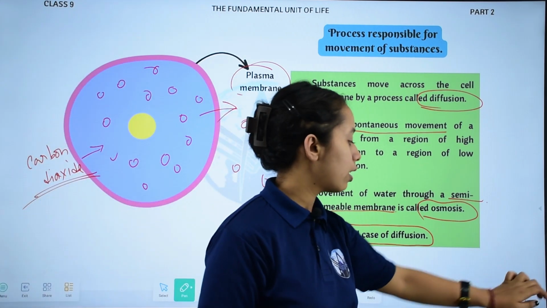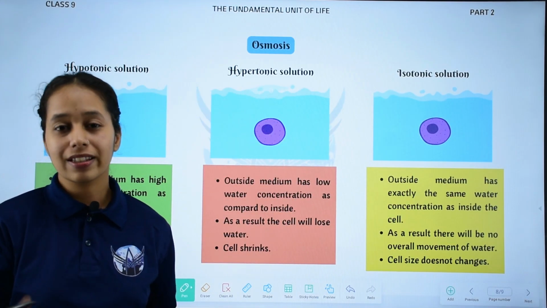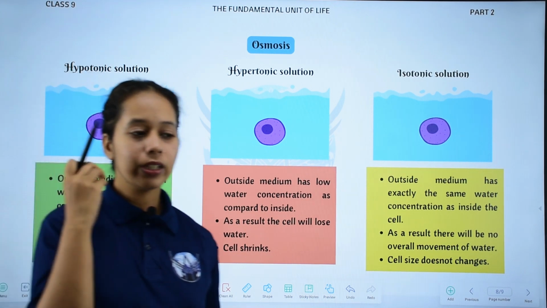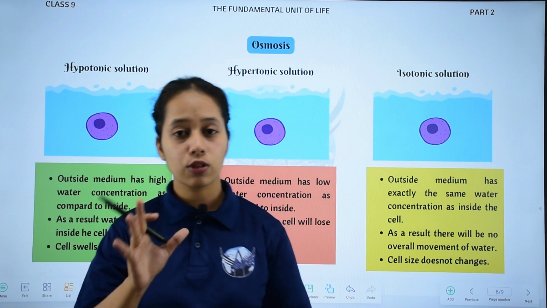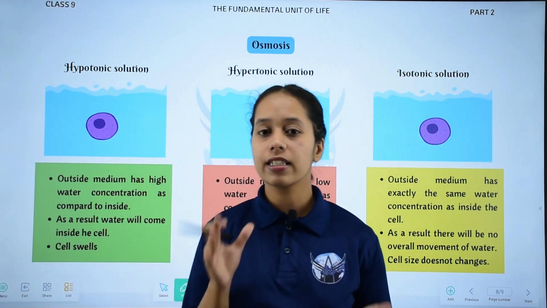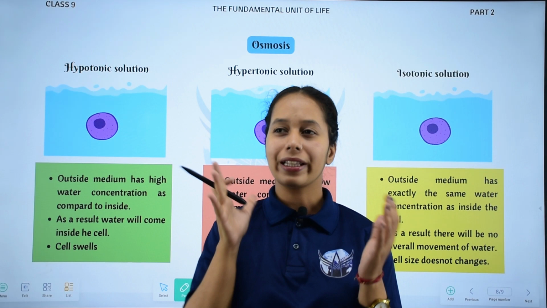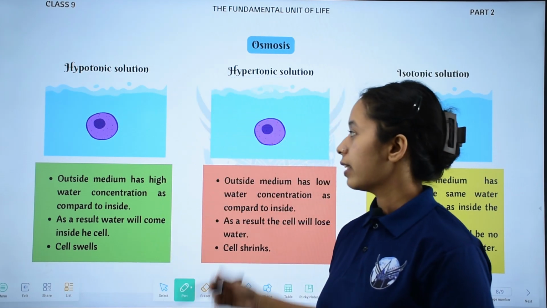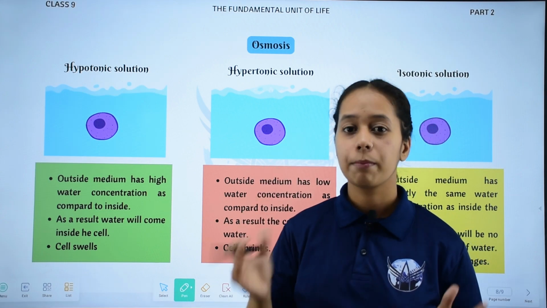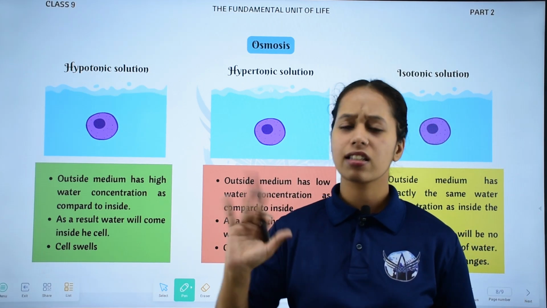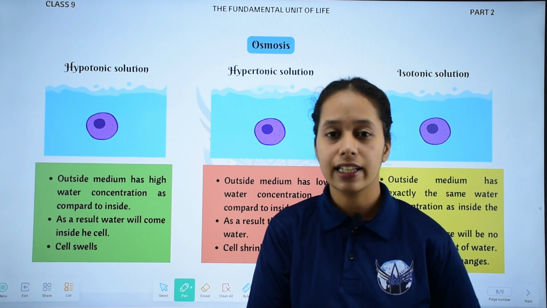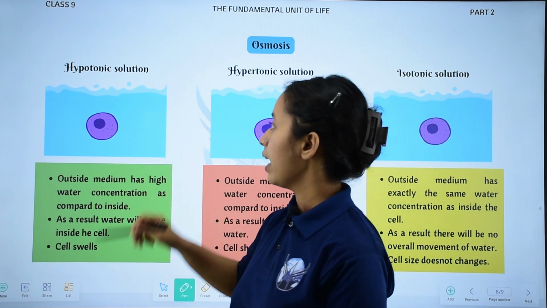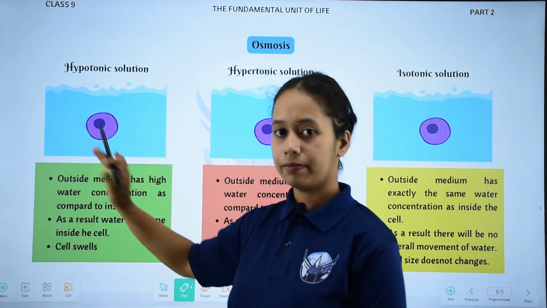Now let us talk more about osmosis. Osmosis is affected by the amount of substance dissolved in water. What do we exactly mean by that statement? To better understand it, let us take three cases. Let us take a living cell, maybe an animal cell, maybe a plant cell, it does not matter, and place it in a medium. So this is our living cell and we are placing it in a medium.